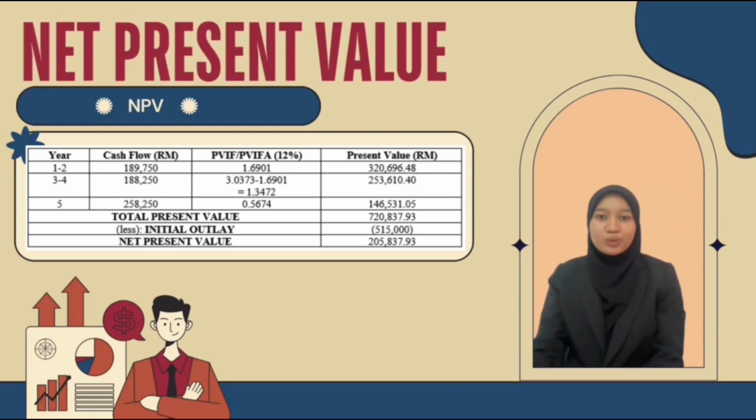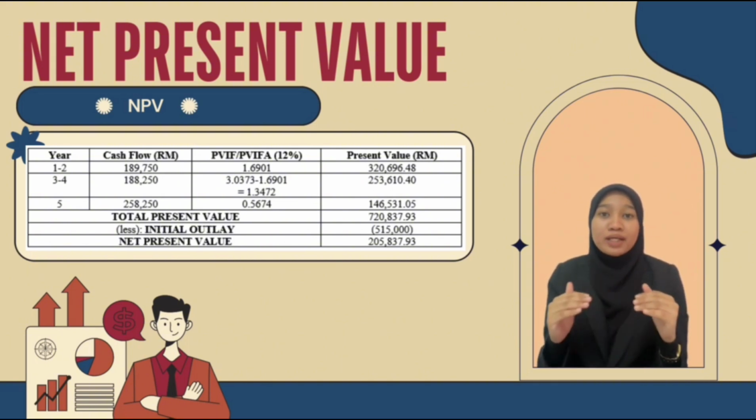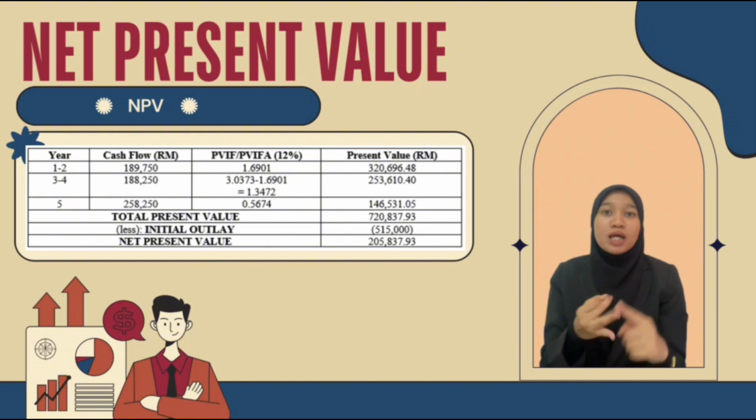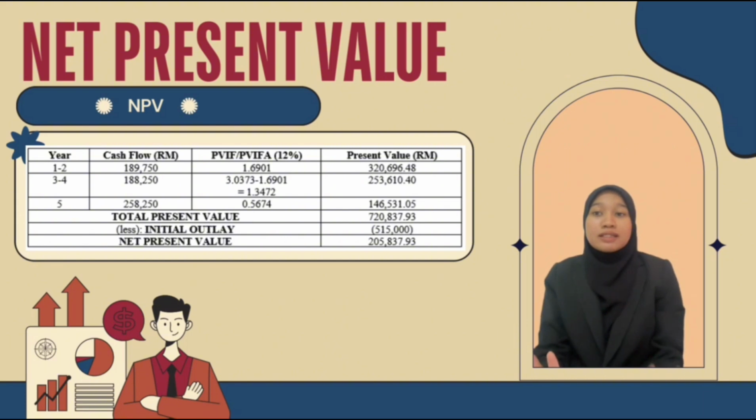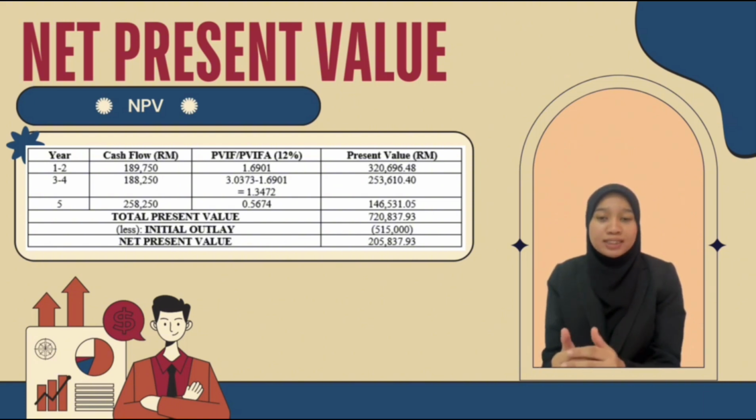Next, we are going to calculate the NPV. First thing first, we have to make a table of 4 columns that consists of year, cash flow, PVIF or PVIFA, and present value. Then, the cash flow of year 1 until year 2, we can derive from the calculation of DCF, differential cash flow of year 1 until year 2.